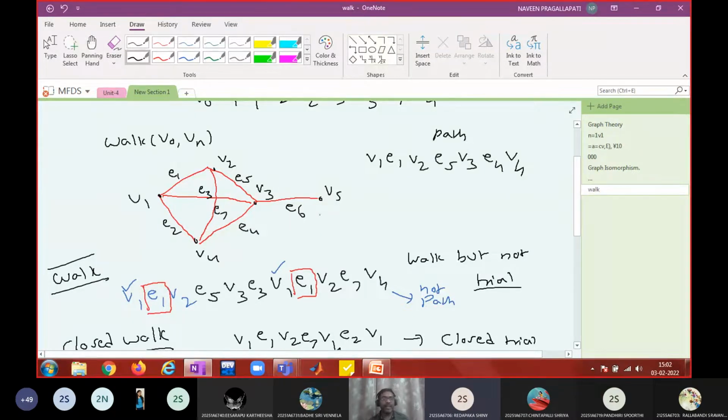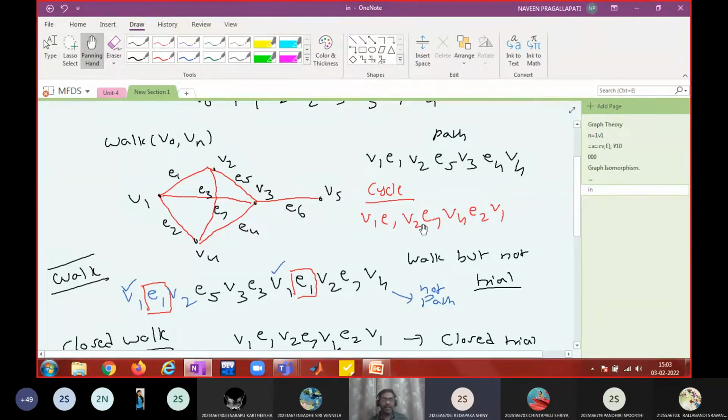And a path is said to be a cycle if the initial point is equal to the terminal point. That is said to be a closed path or a cycle. So what is an example of a closed cycle? In this case, can I give a cycle with V1, E1, V2, E7, V4, E2, and V1? Is it a cycle?